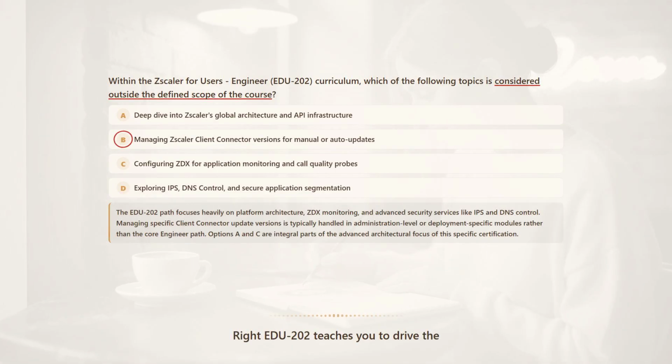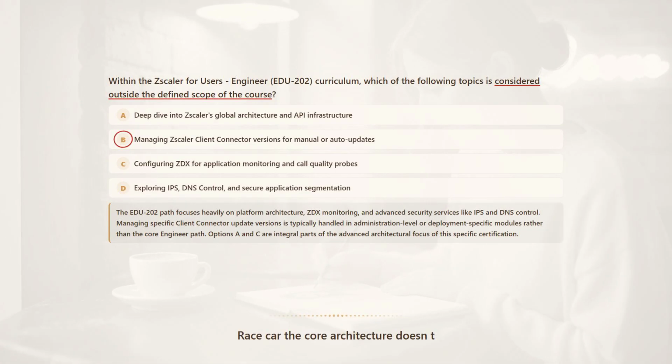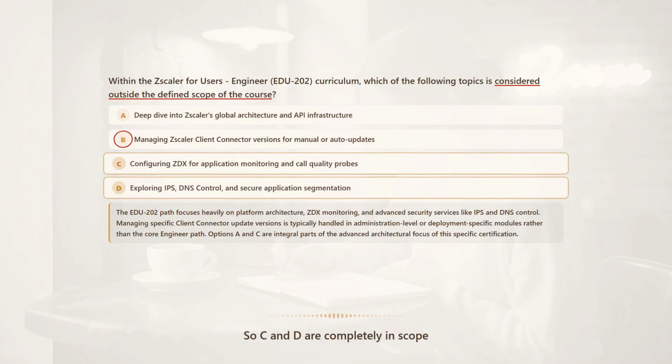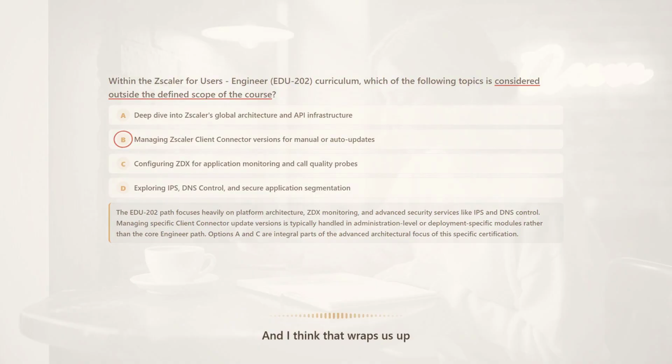Right. I mean, EDU 202 teaches you to drive the race car, the core architecture. It doesn't teach you how to be the pit crew changing the oil. That makes sense. Yeah, that's what admin updates are. So C and D are completely in scope. And I think that wraps us up.